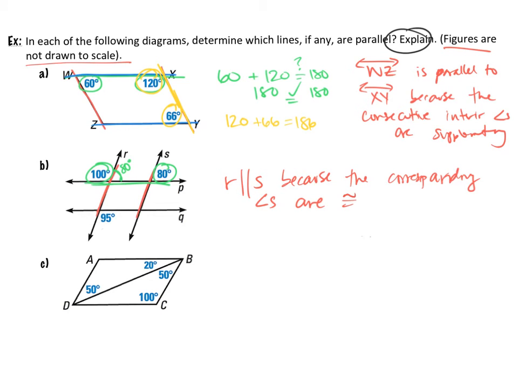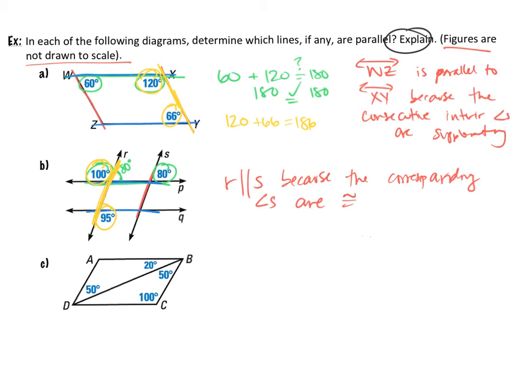Next, we have to decide if line P is parallel to line Q. In this case, my transversal that I know two angles on is line R, and I know 100 degrees here and 95 degrees here. Those are alternate exterior angles, which if lines P and Q were parallel, those angles would be congruent. They're not, so line P is not parallel to line Q.